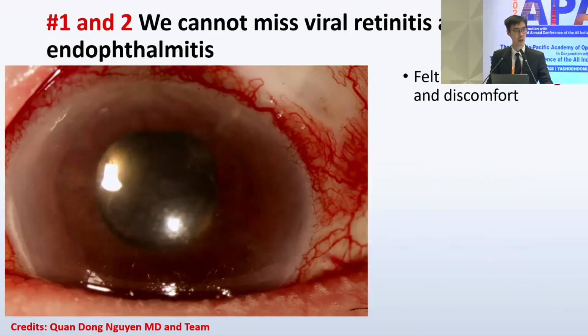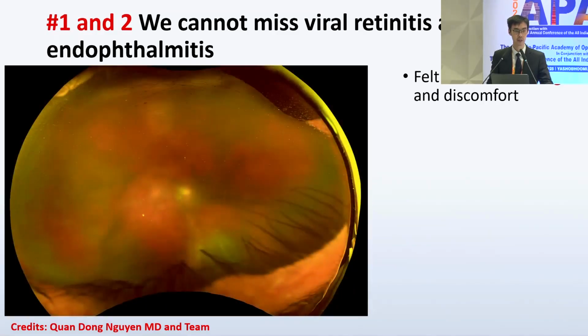The patient now has worsening of vision and discomfort. The eye looks angry, injected, you see some fibrin. Look into the back, vitreous haze of 3 to 4 plus. This can no longer be viral retinitis, so stop kidding yourself. It is either exogenous endophthalmitis or concomitant endogenous endophthalmitis.